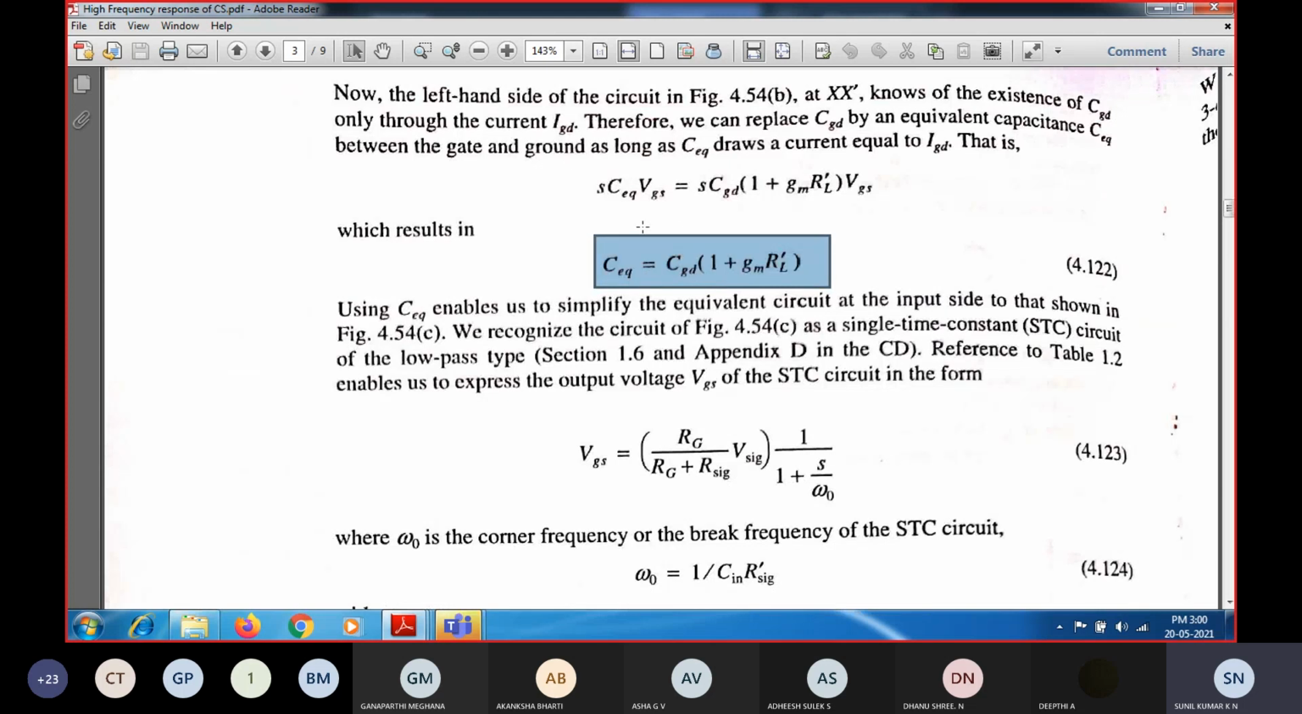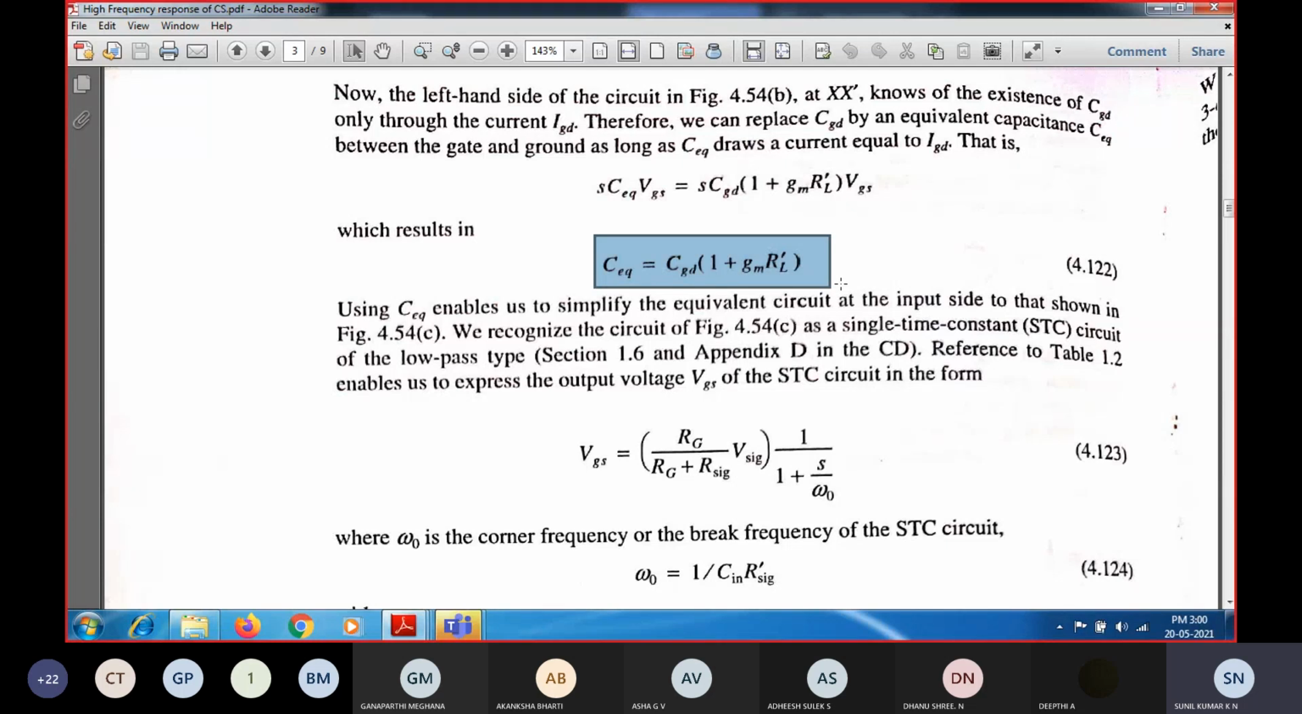So VGS gets cancelled, and you will be getting the gain. So for a capacitance value, you are going to find the capacitance value C equivalent as CGD into 1 plus GM into RL dash. Now we need to find out the input voltage. In order to find out the output voltage, we first convert the input voltage VGS in terms of the signal voltage, and then later I can substitute it in the gain expression.